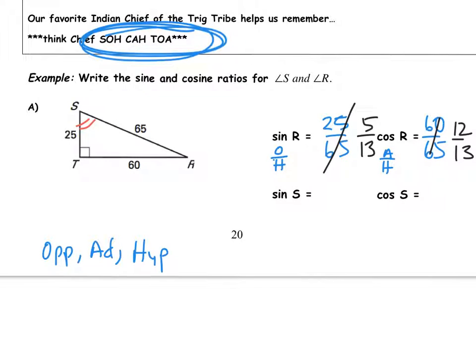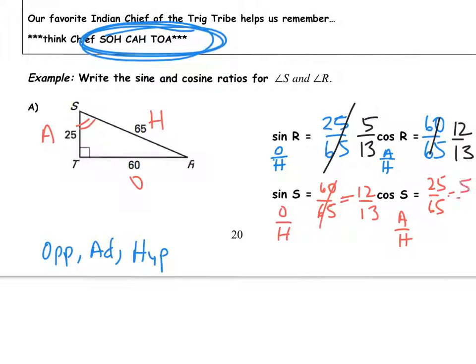Yeah. The hypotenuse stays the same. The hypotenuse stays 65. Very good. And 60 is the opposite. 60 is now the opposite. 25 is now the adjacent. So sine of S, which is still opposite over hypotenuse, now becomes 60 over 65, or 12 over 13. And then cosine of S, which is adjacent over hypotenuse, becomes 25 over 65, or if we simplify, 5 over 13.